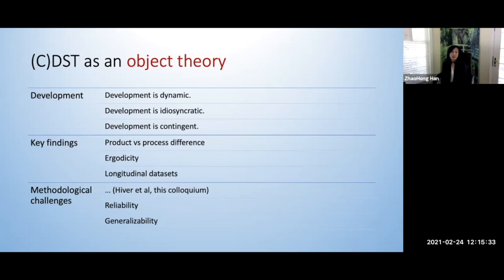Another big finding is ergodicity, which essentially means that results from group studies do not generalize to individuals. And longitudinal data sets are absolutely necessary when studying development. Among the methodological challenges that are currently facing CDST researchers are many. Some of them have been captured in the Hiver et al. synthesis. This particular colloquium addresses two of the methodological challenges, reliability and generalizability.